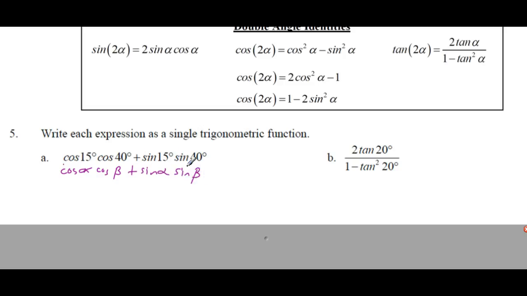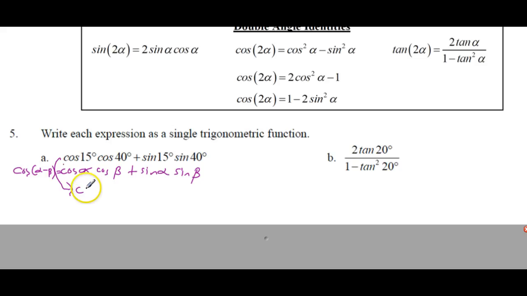And if we look on the formula sheet, we will see that we have cos alpha, cos beta minus sine alpha, sine beta. Oops, that's the sum identity, but we need a plus here. So we look at the difference identity and we see we got cos alpha, cos beta plus sine alpha, sine beta. And so that's the difference identity. That's the cos of alpha minus beta, which means this expression can be expressed as the cos.